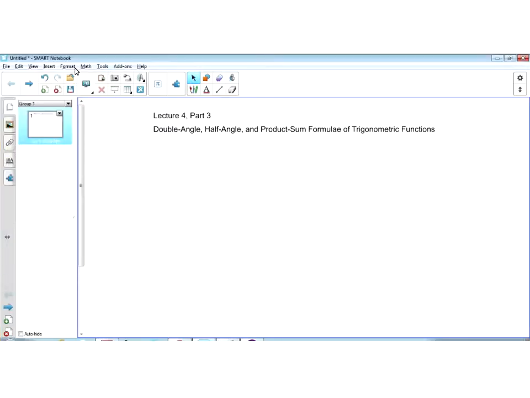Okay, so this is Lecture 4, Part 3. In this lecture, we'll be talking about double angle, half angle, and product sum formulae of trigonometric functions. So I'll explain to you what those are all about. All right, so double angle formula.